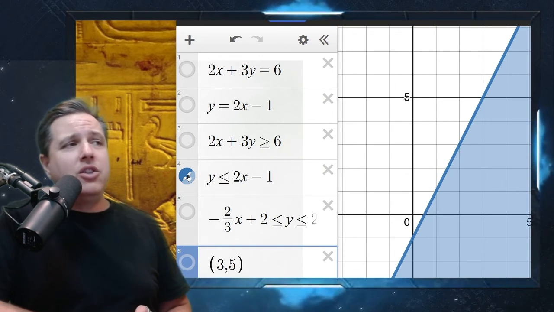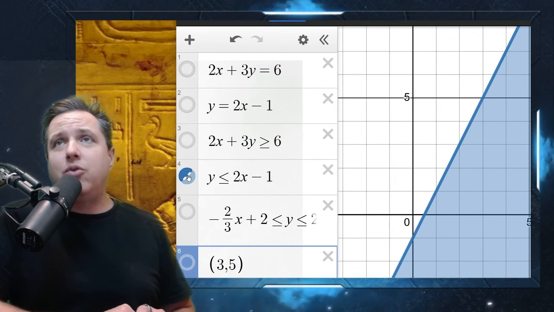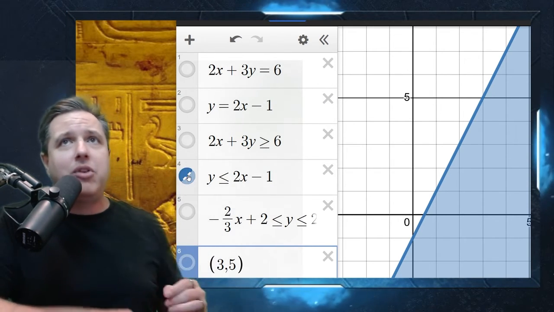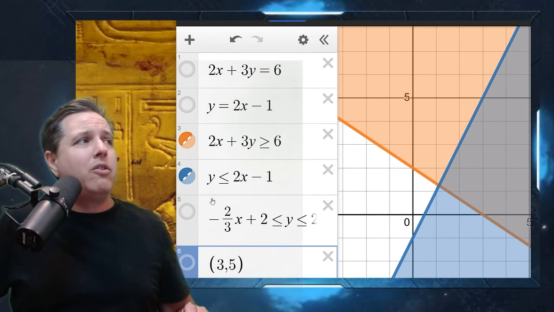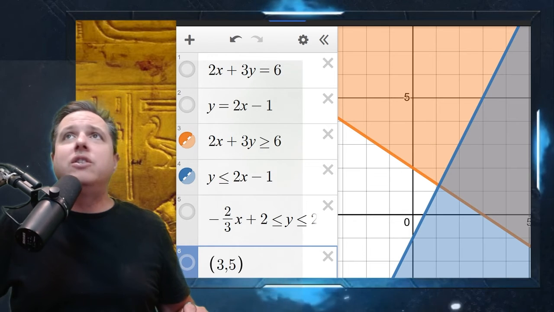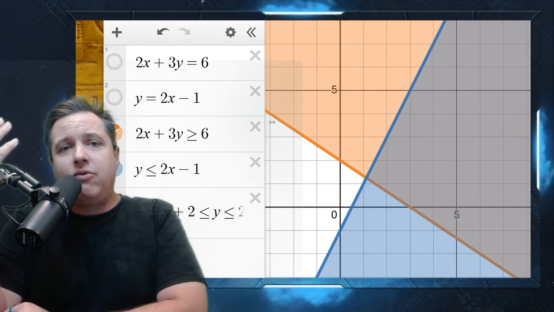Then this is the region that satisfies the second inequality, y is less than or equal to 2x minus 1. So we get that using the same process that we just did a minute ago. And now look at the two together. What do we have? We have 4 regions here. You can see that this has divided our region into 4 sections.